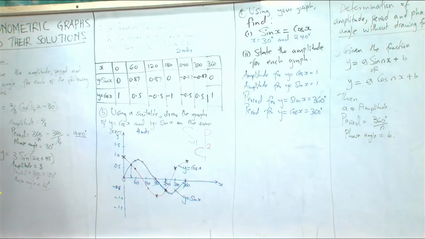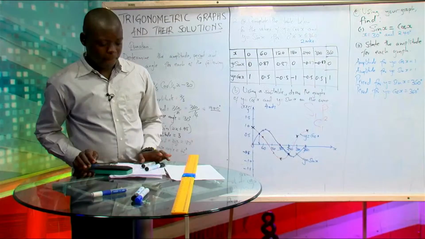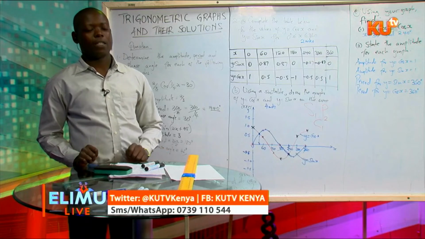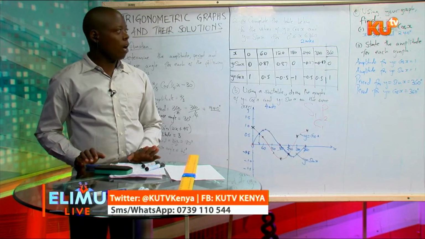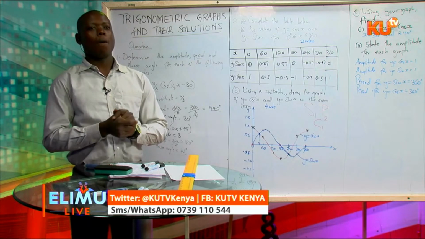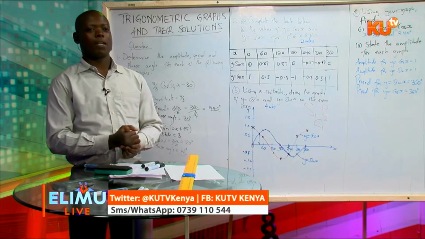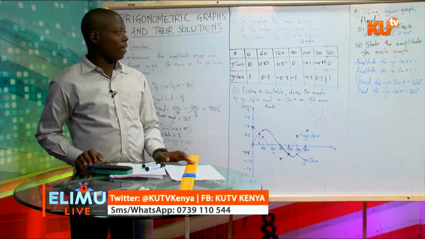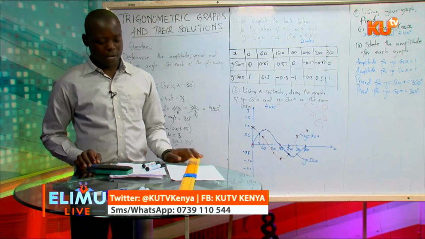So that is what we need to know when we are revising on graphs, trigonometric graphs. Know how to identify the amplitude, period, and phase angle without drawing the graphs. And number 2, when you draw the graph, how do you identify the three from your graph?